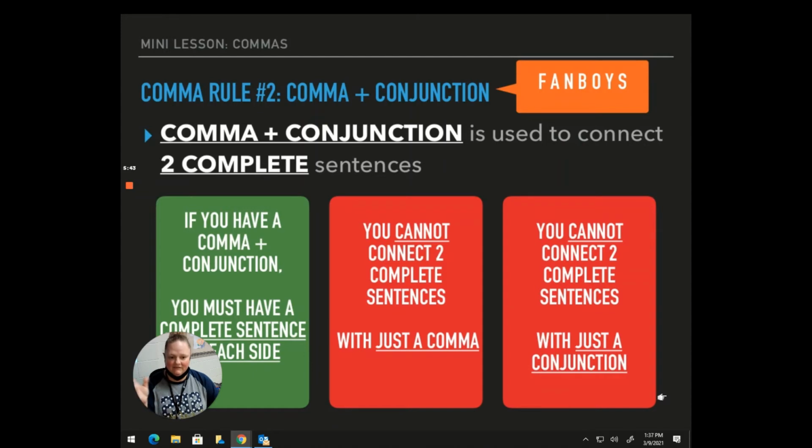If I sang my fanboy song again, for and nor but or yet so, there's another part of it that goes comma and a conjunction. Okay? Sing it while you take the ACT. It'll be fun.